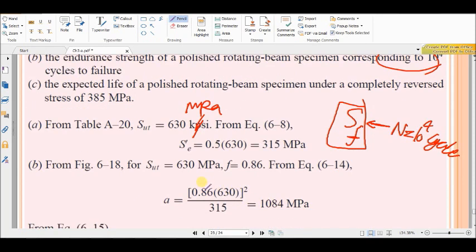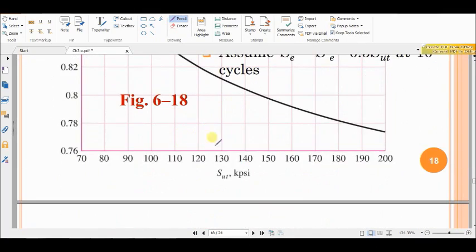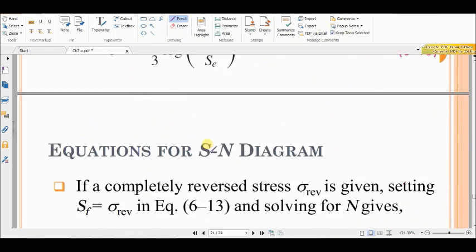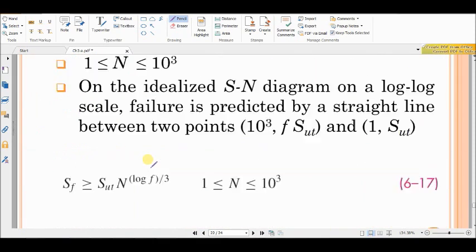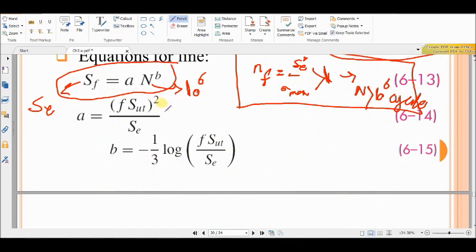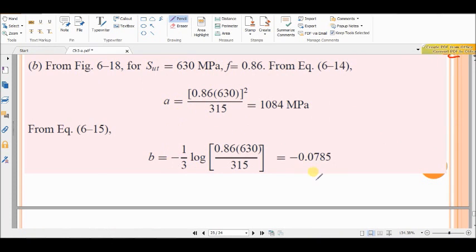First, for this, you have to refer to the metric version of this graph. Use the metric version of this graph to find f for 630 megapascal, which is 0.86. Then you can substitute into this equation to find constant A and constant B. So we will find these two constants.